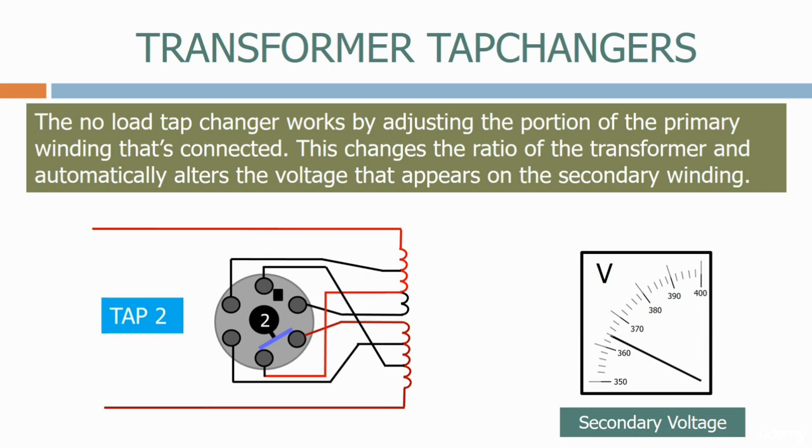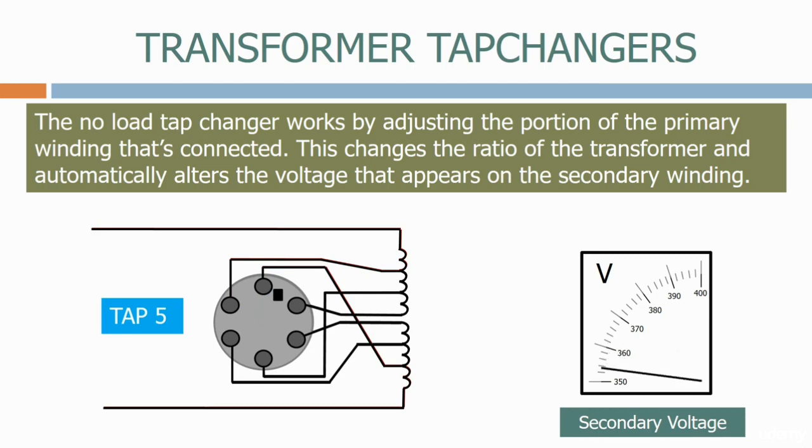Let's move to position 3 now. And again, we reduce the portion of the primary winding that's connected. Again, the secondary voltage increases. To position 4 now. And finally position 5. When we get to position 5, there's a physical barrier to stop the tap changer being moved any further.